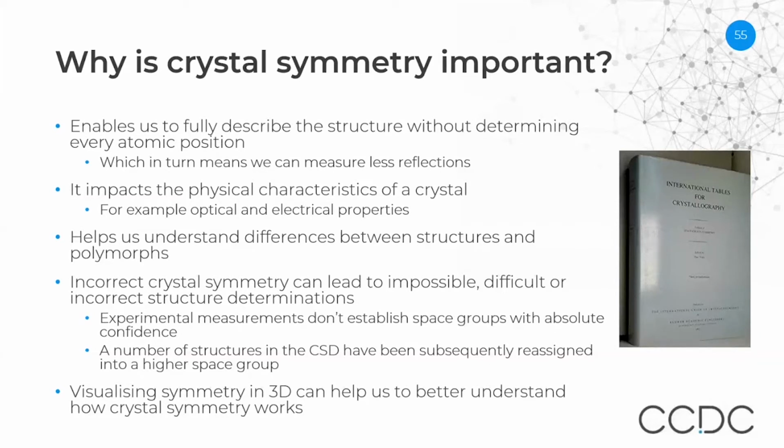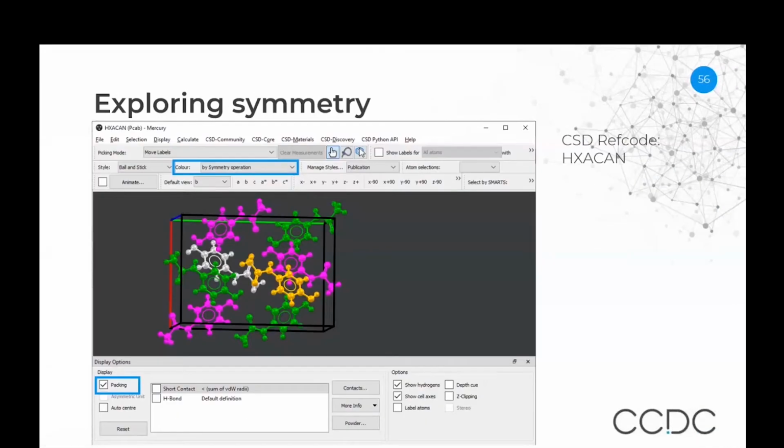Incorrect crystal symmetry can also lead to impossible or difficult to solve structure determinations. And we know that a number of structures in the CSD have actually subsequently been reassigned to a higher space group. So by visualizing symmetry in 3D, it can help us to better understand how crystal symmetry works, and we can see a more visual representation of the International Tables for Crystallography. So let's look at how we can do that in Mercury.